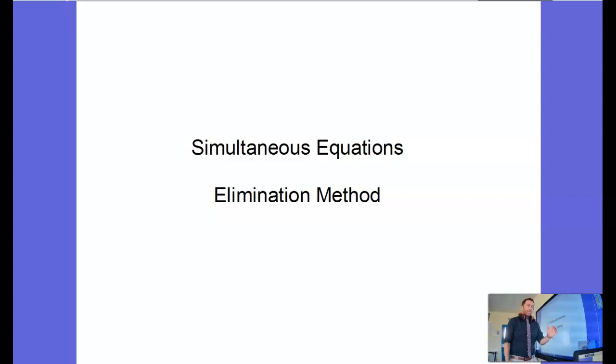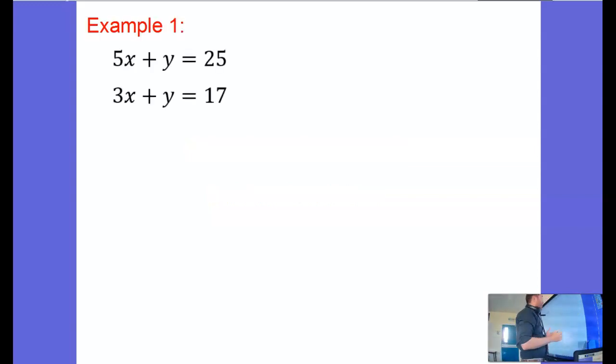Hey maths fans, simultaneous equations, the elimination method here. Now there are several ways of solving simultaneous equations. This is just going to focus on the elimination method. And what that means is basically we try and eliminate one of the two variables, either the x's or the y's in this example.